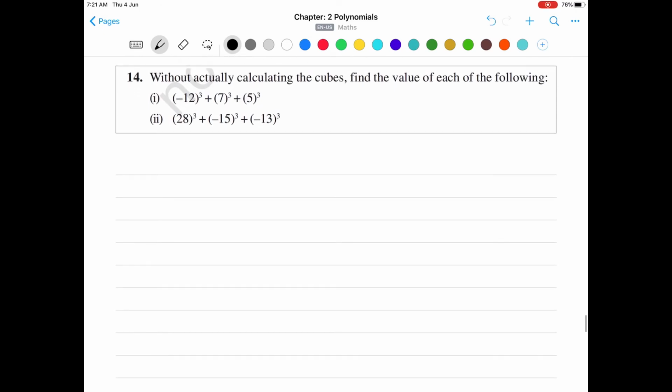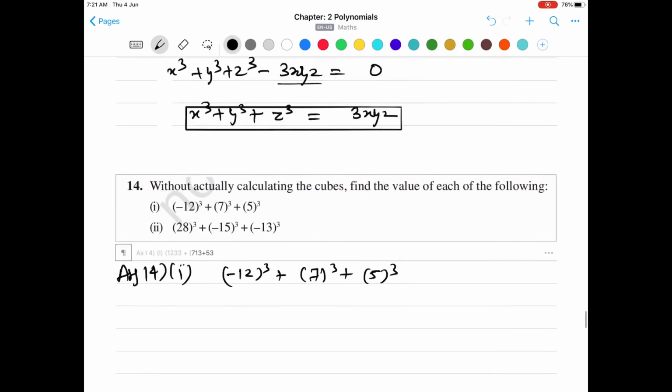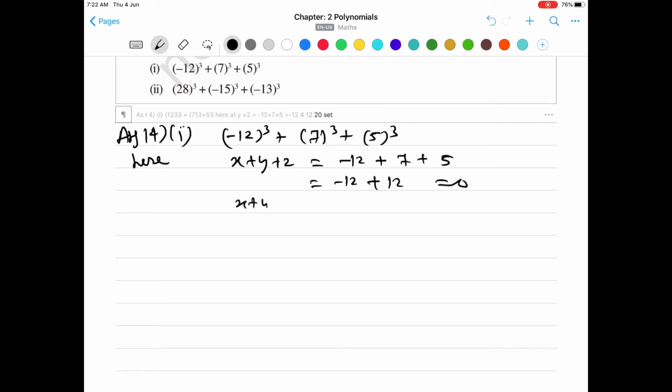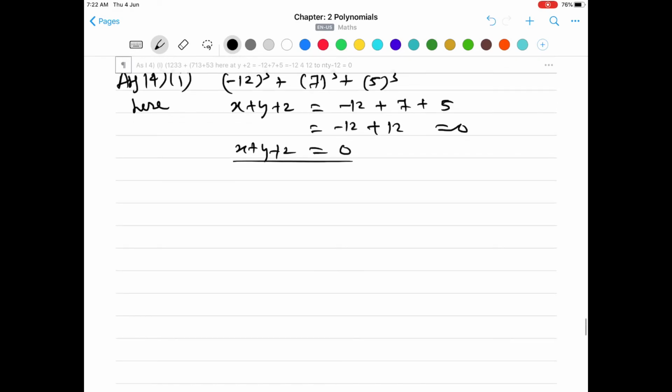Now moving to the next question: without actually calculating the cube, find the value of each of the following. This is question number 14. We are given minus 12 cube plus 7 cube plus 5 cube. This is based on what we have proved in question number 13. So first we will check here: we have x plus y plus z. X here is minus 12, y is 7, and z is 5. So minus 12 plus 5 plus 7 gives 0. That means x plus y plus z is equal to 0 in this case.